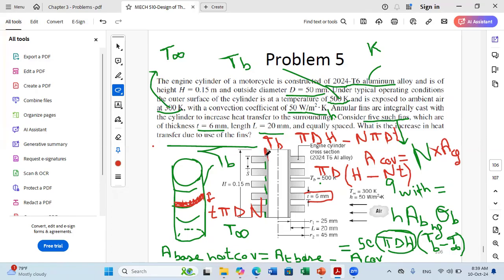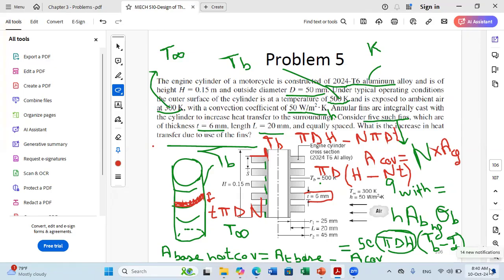But for the fin, why do I multiply by the efficiency? Because actually the temperature of the fin is decreasing. I don't have TB for the whole area. TB is the maximum possible temperature. So this is why, to calculate the heat lost by the fin, I use the efficiency times H times A frontal times delta T, theta base. Okay?